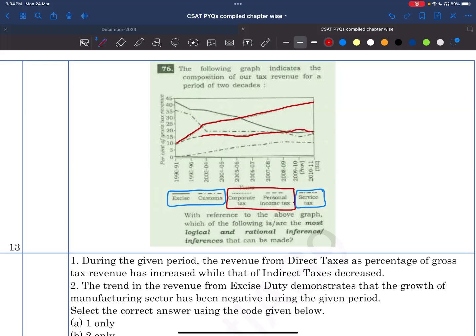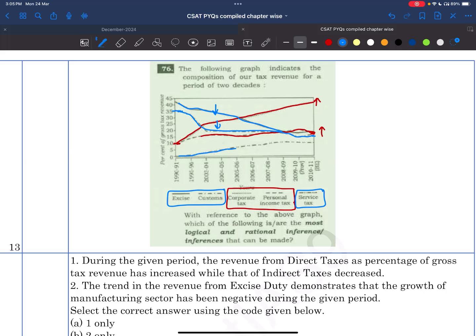It is increasing and the tax reaches some value from here to here. So this is also increasing. This also increased in a given period. See the indirect taxes. The excise duties are decreasing. Right? This is decreasing. Now see the customs. It has decreased. Right? It has reached some value from here to here. This is also decreased.